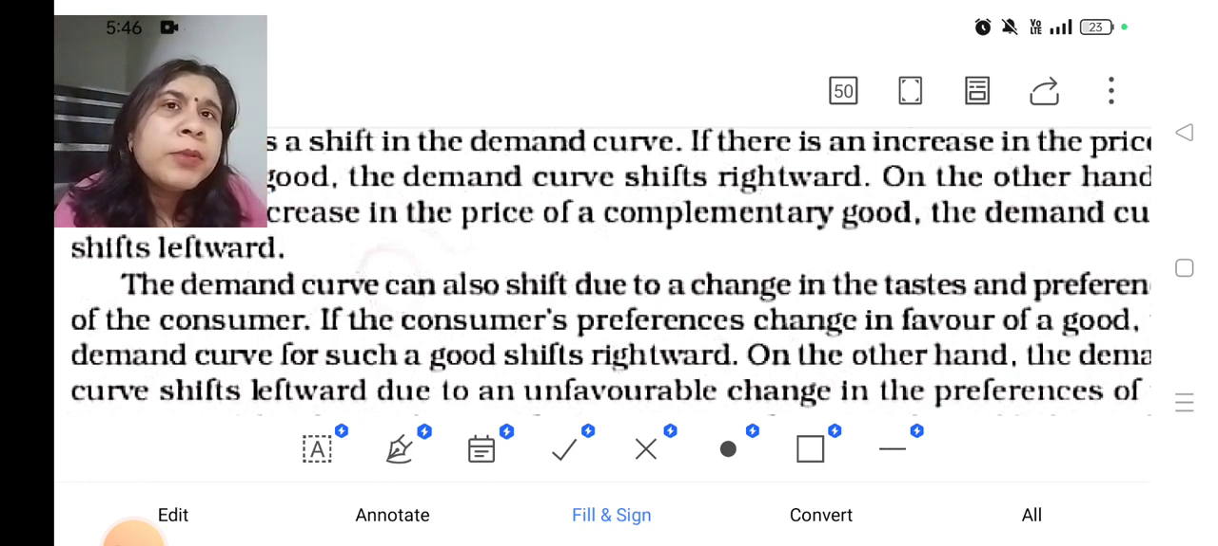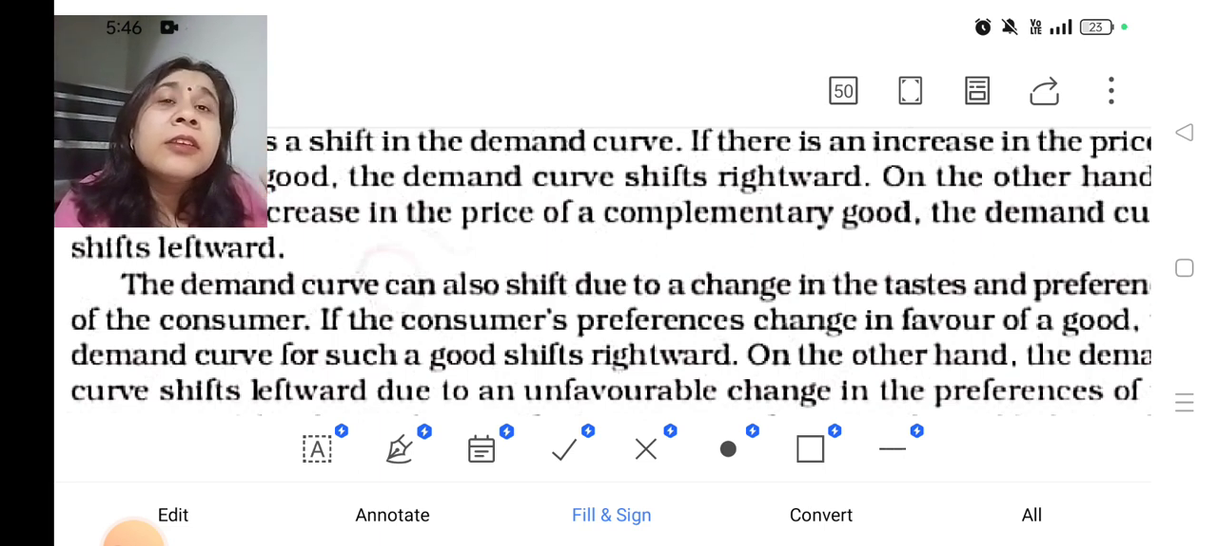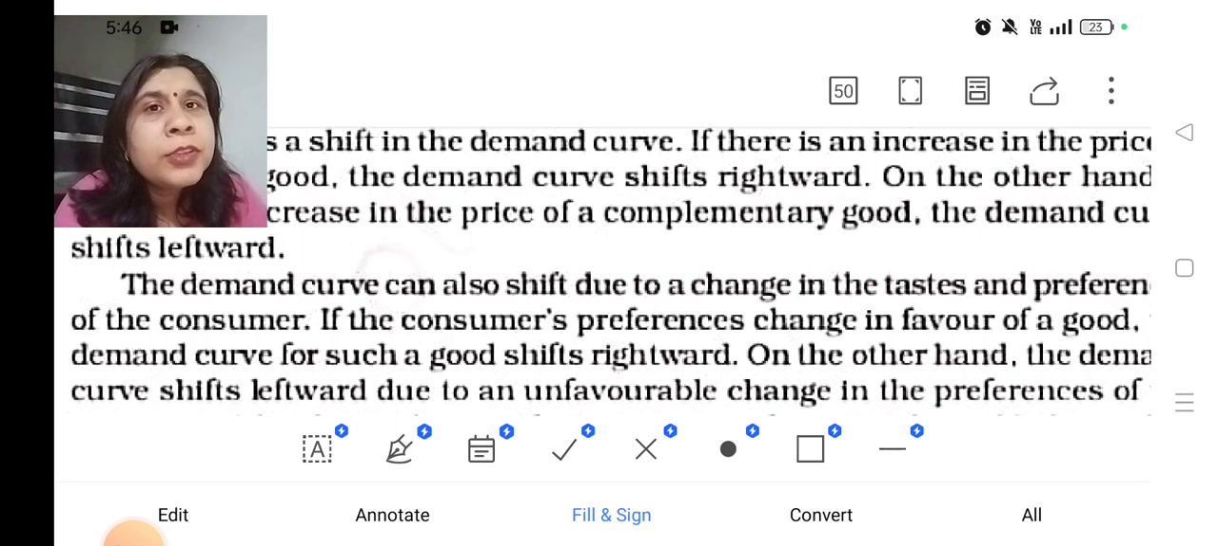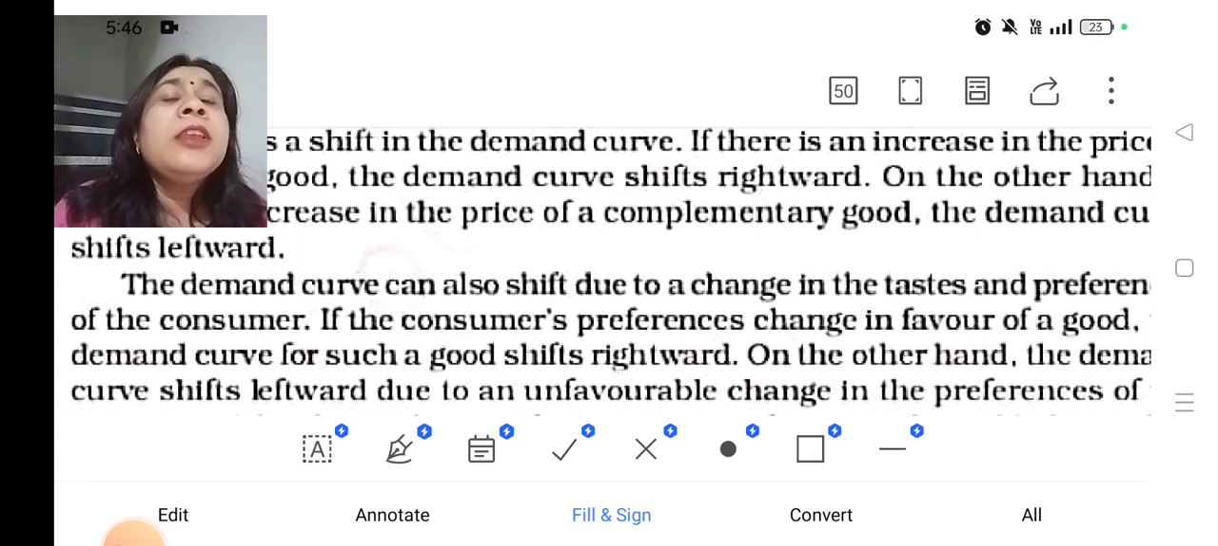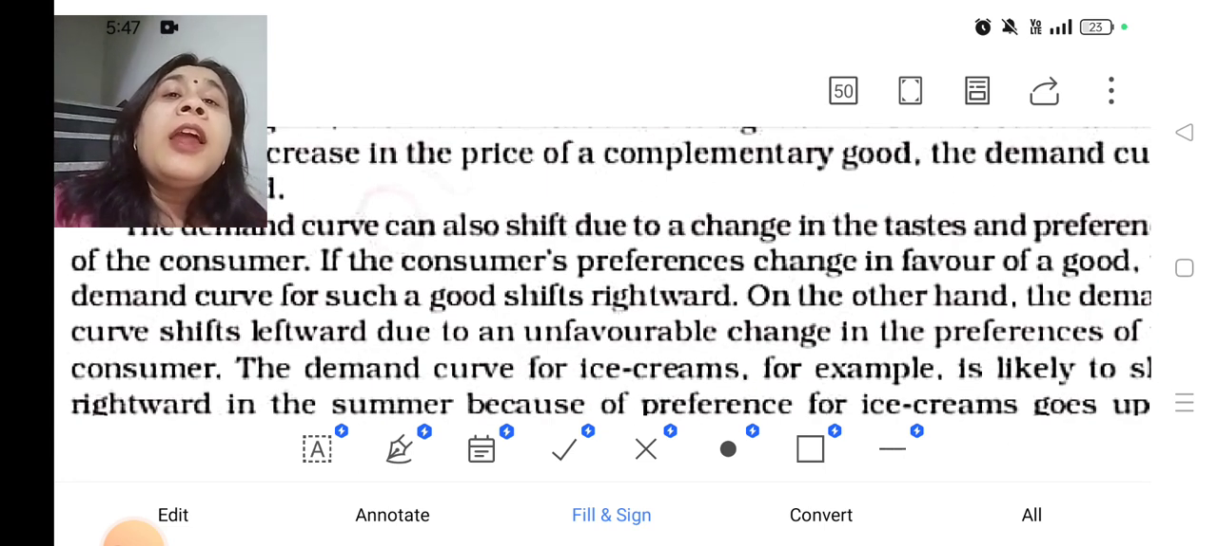For example, income remains the same, other factors remain constant. But now what is happening is the consumer is shifting his demand for some other product, and the demand for the particular brand for which he was in favor previously, now he is shifting in favor of the other product. So for the previous product which the consumer was buying, that will be an unfavorable change in the preference of the consumer, and demand curve will shift leftward.